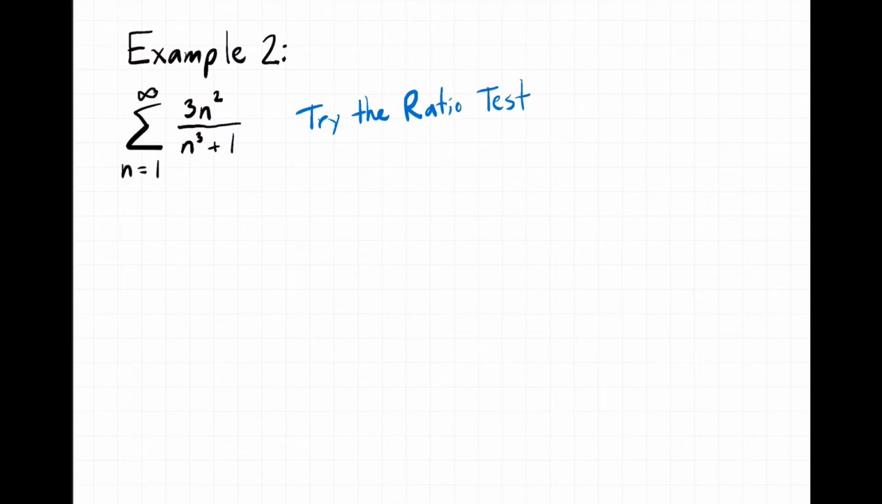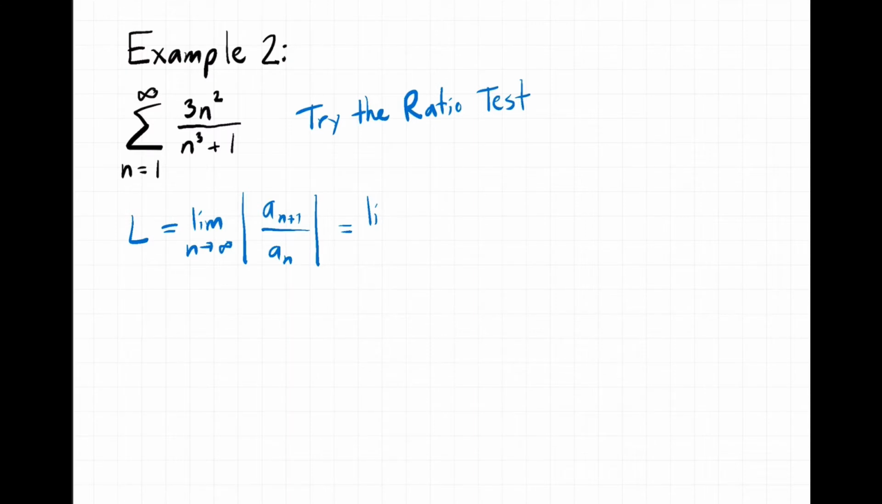Notice, by the way, all the terms of this series are positive. So there's no question of converging conditionally. This series either converges absolutely or not at all. Let's try it. Let's find the limit as n goes to infinity of the absolute value of a_(n+1) over a_n.